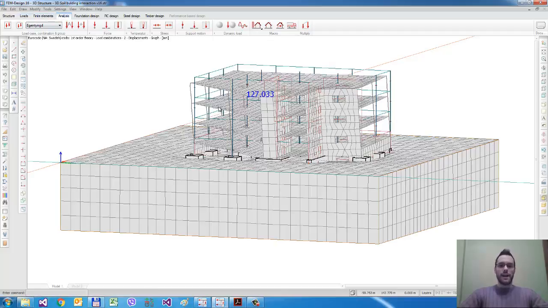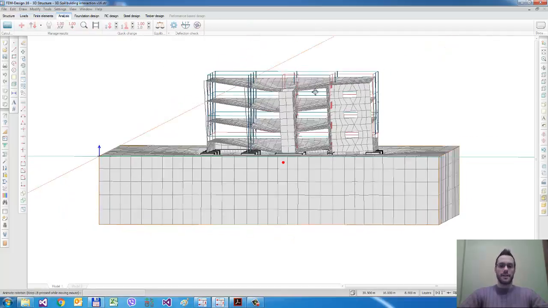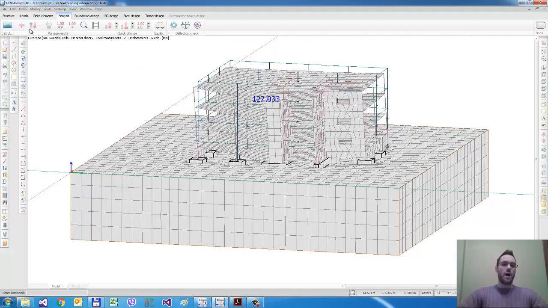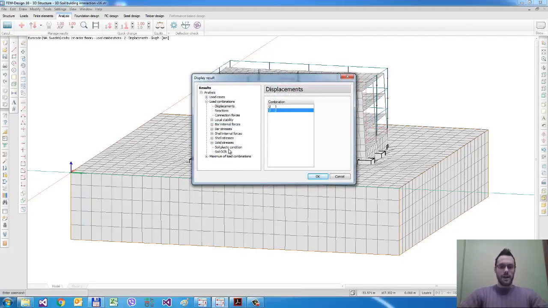So we saw that we have larger settlement because we consider the plasticity in the soil in this case. So what can I do now? I would like to check the plastic points in the soil. In this case you can see here a new option in this display result window, a soil plastic condition. This option is just available for the second load combination because the first load combination was a linear combination, so there are no plastic points in that load combination.